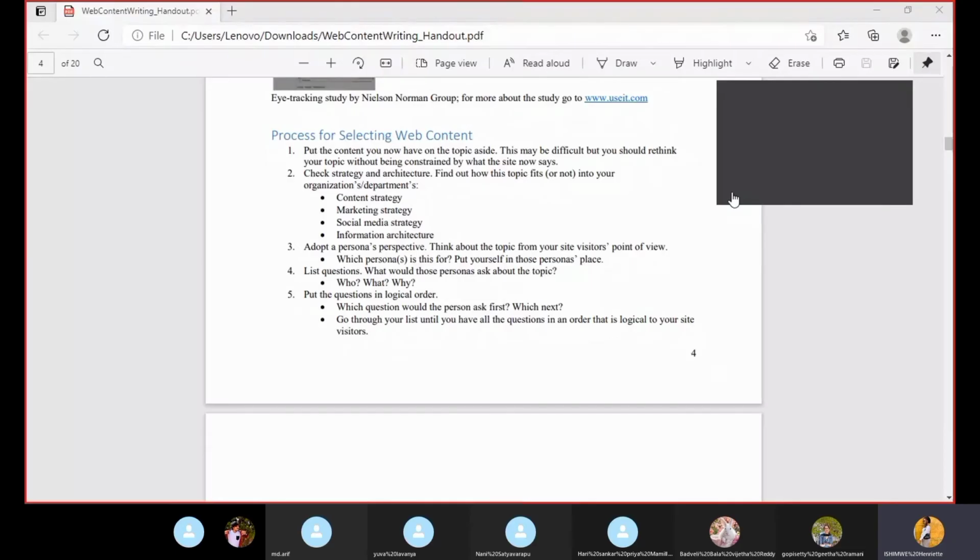Talking about the process for selecting the web content. But before I go to the process, we should first know what web content writing is. Usually, web content writing is all about writing informative and factual content for the website. It's about providing relevant content about your website or the website of the organization you are in.